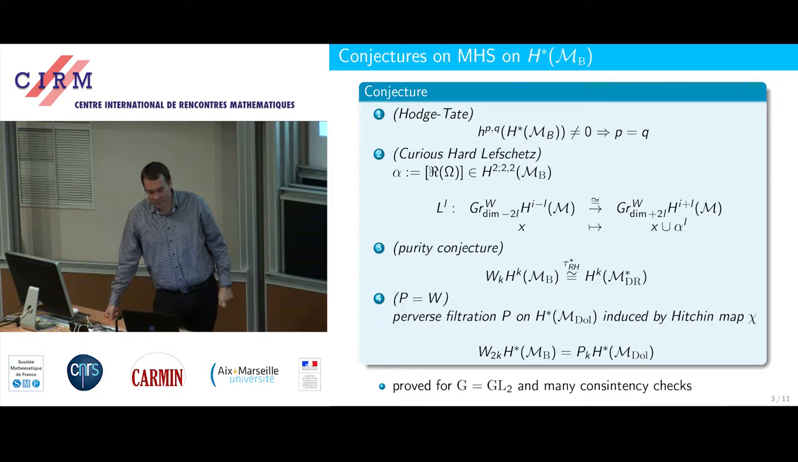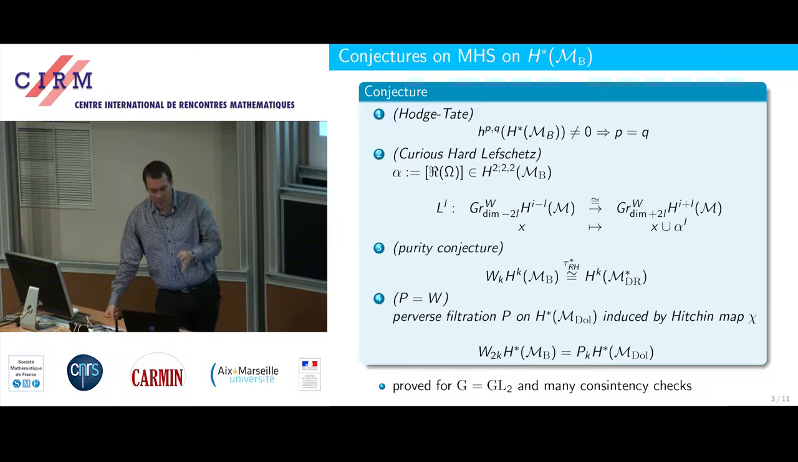We have studied them with Fernando Rodriguez Villegas, Emmanuel Letelier, and then the P equals W is with De Cataldo and Migliorini. And then we have later works in the irregular case with Mereb, Wong, and Viss. Okay. And then besides the GL2 case, a lot of whatever we could check.